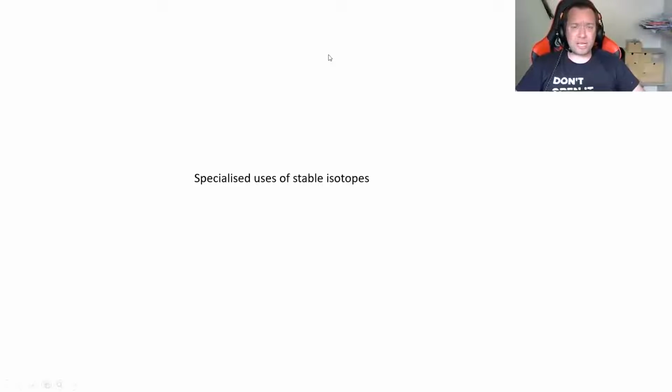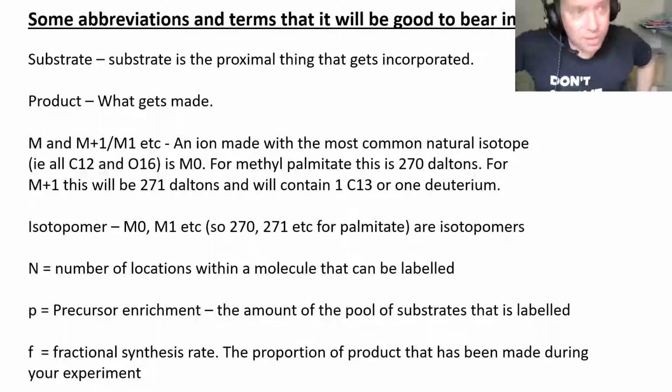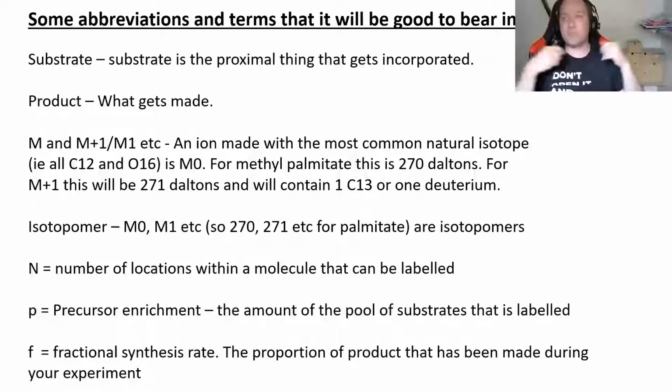Okay, we're going to do specialized uses of stable isotopes. This is part 1. Now, do not be scared. I'm going to put this slide up about 3 or 4 times because these are terms that get used when people are talking about stable isotope stuff. But I think it's good to just mention them once at the start, and we'll refresh on them as we go through the talk, okay? So the substrate is the proximal thing that gets incorporated into your molecule, okay? The product is what gets made.